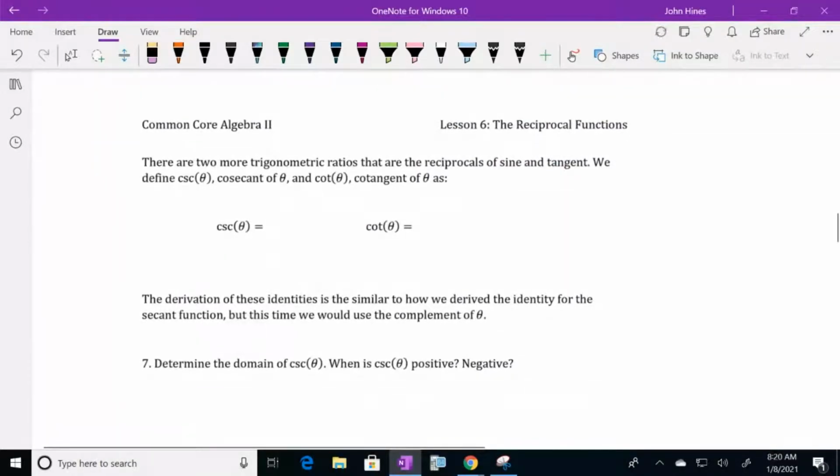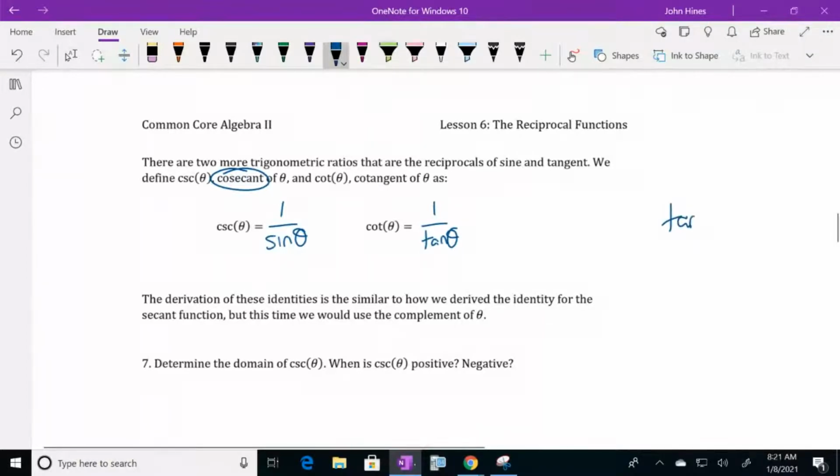There are 2 more, and they come from similar triangles again. There's this guy which is also known as cosecant. Cosecant is the reciprocal of sine, and cotangent is the reciprocal of tangent. So if I take tangent and flip it, I get cotangent.